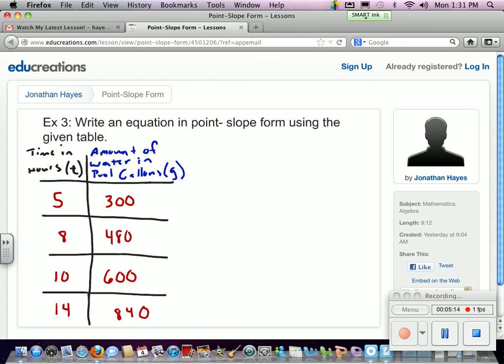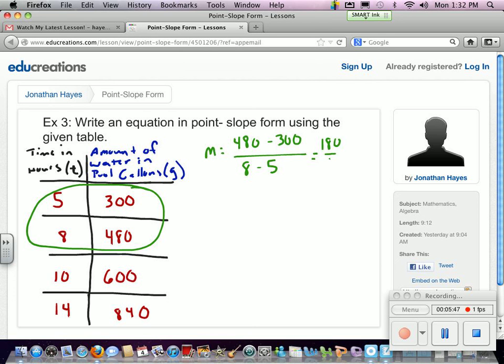Alright, in example 3, we're supposed to write an equation in point-slope form using the given table. And again, the main difference in this problem is that we are not given the slope, so we're actually going to have to figure out the slope. We can use any two ordered pairs in this problem to figure out the slope. I'm going to do 480 minus 300 over 8 minus 5. So that would be 180 over 3, which would be 60.